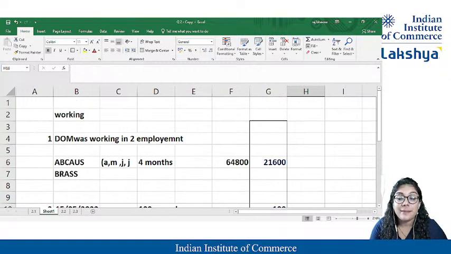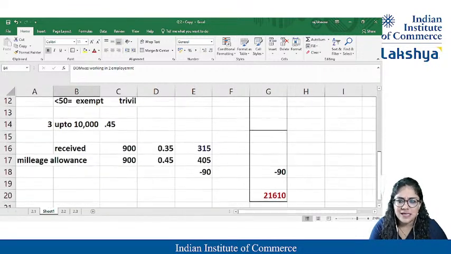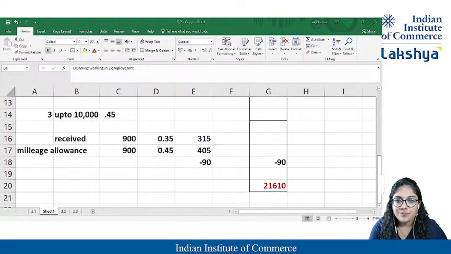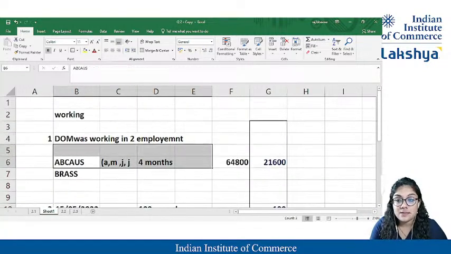So this will become my first working note. And I hope everybody was able to manage this. Yeah, so everybody, we know this. Okay, are we fine with this? So with this, we have completed Abacus. Abacus is done.